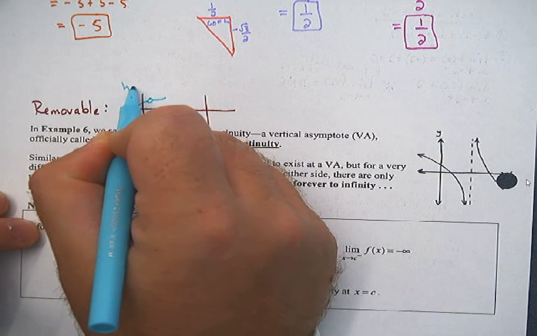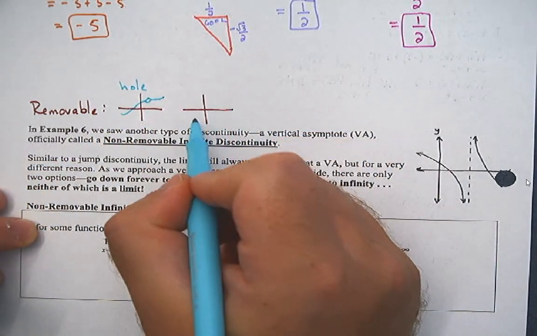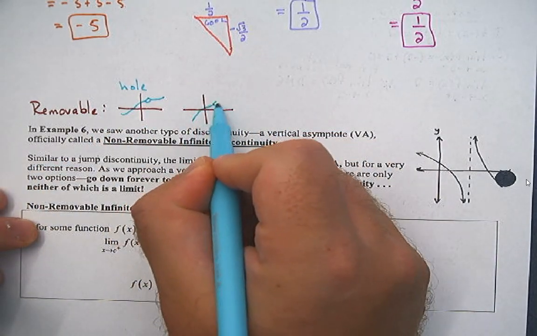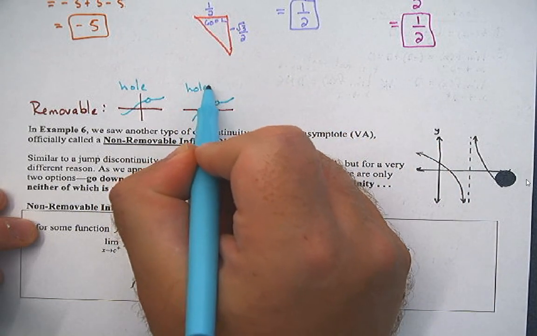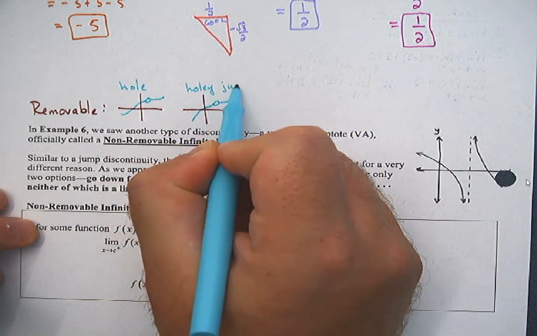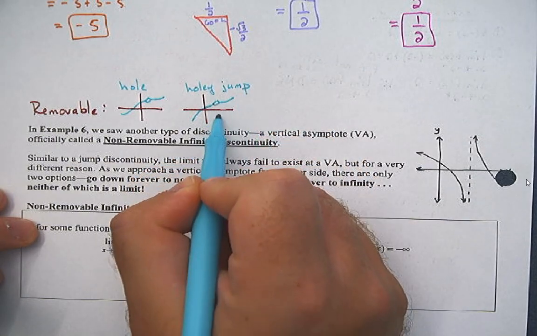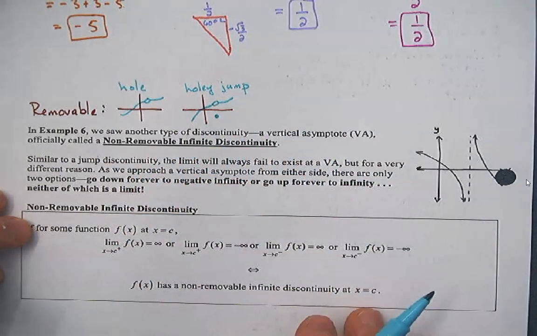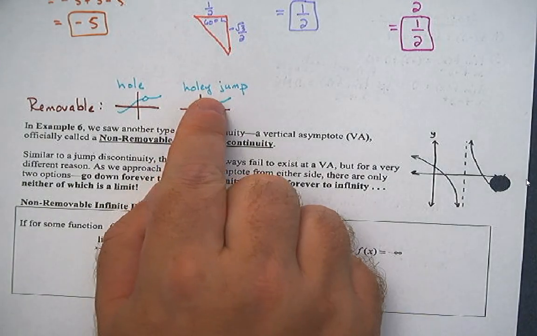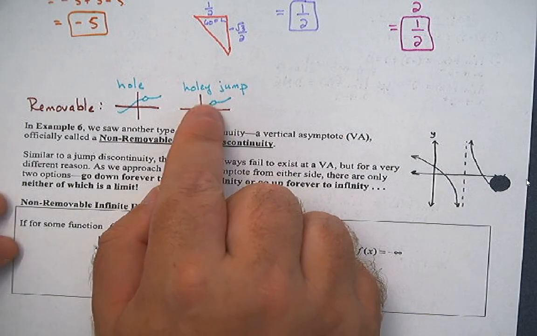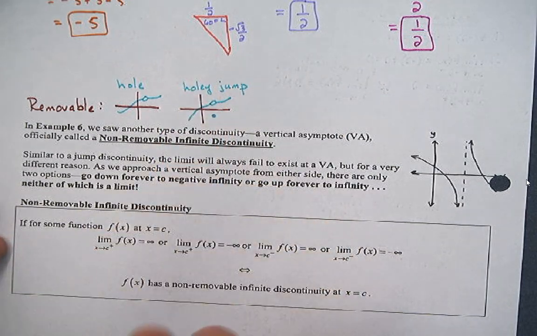I call this a hole. The other type of discontinuity I call a holy jump. And the difference between a hole and a holy jump is the hole has a point. So don't get a jump and a holy jump confused with each other. Now, don't use holy jump if you're taking the AP test. Nobody else knows what that is. That's just something we use in this class.